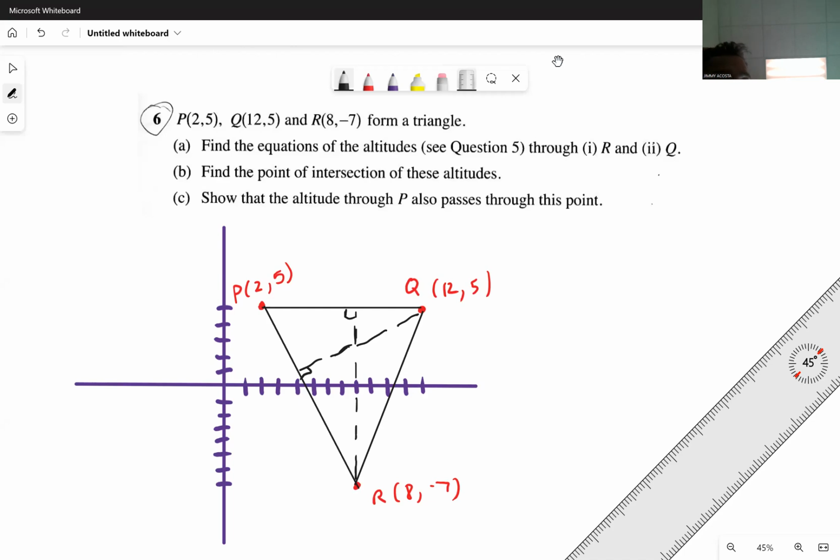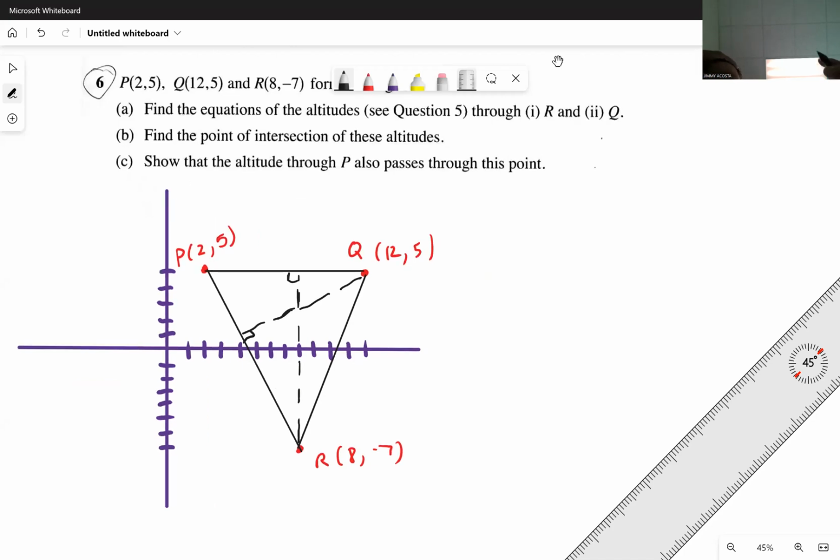So let's say we do Q. Q first. Let's go ahead and figure out the slope of PR. So we'll figure out this slope or this gradient first. So the slope there is -7 minus 5 divided by 8 minus 2, which is -12 divided by 6. At least they're giving us nice numbers. This is going to be what? -2. Is that what you guys got?